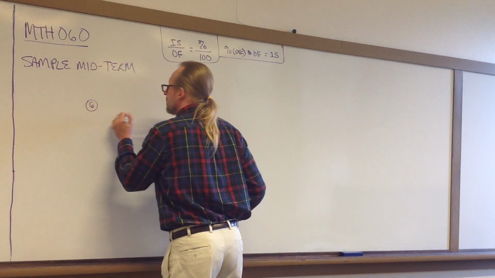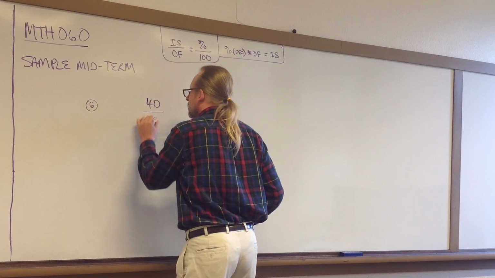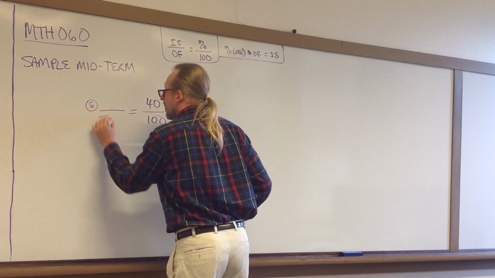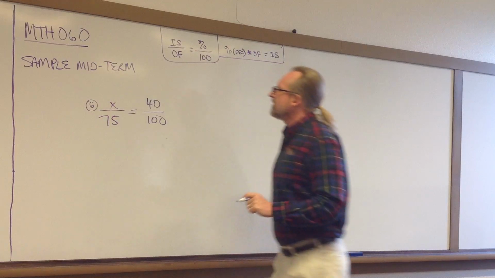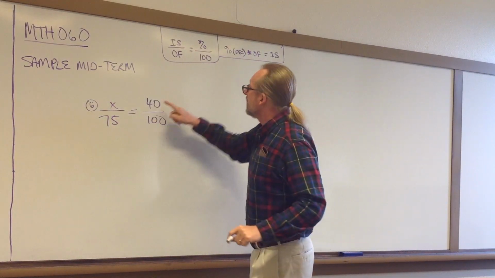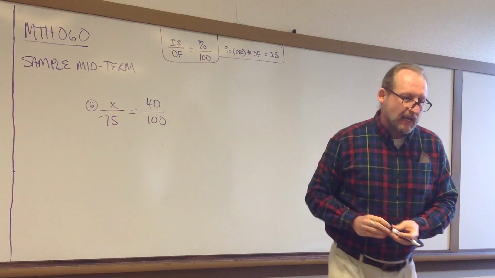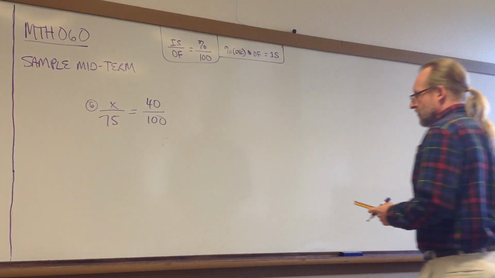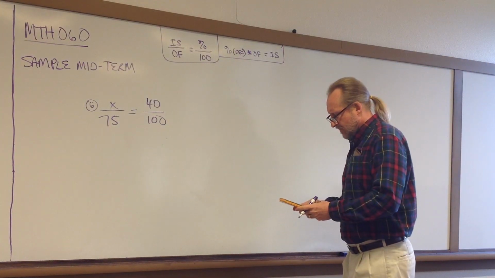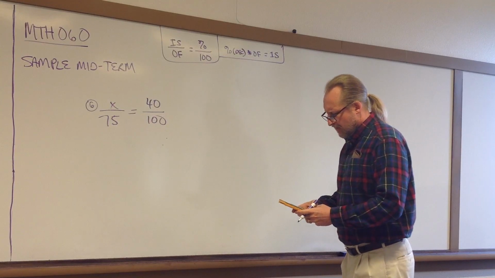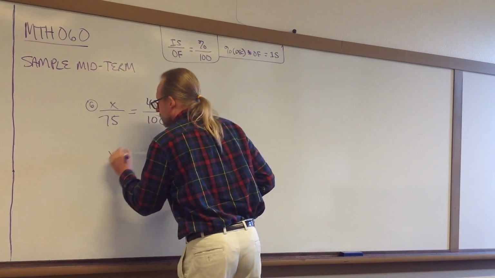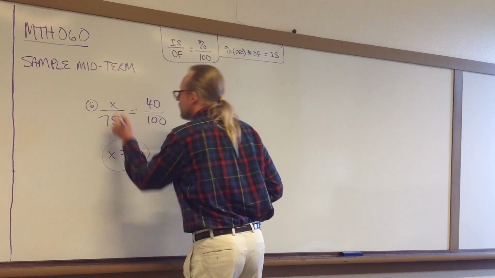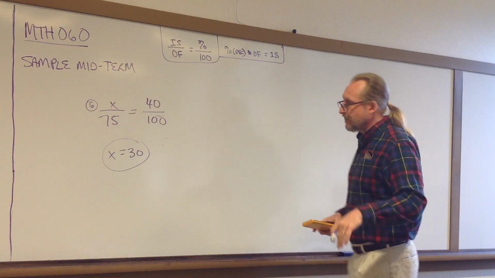So, problem 6. What is 40% of 75? So the 75 is the of, the 40 is the percent, and the is what we're trying to find. So we do 75 times 40, divide that by 100, x is 30. So 30 is 40% of 75.